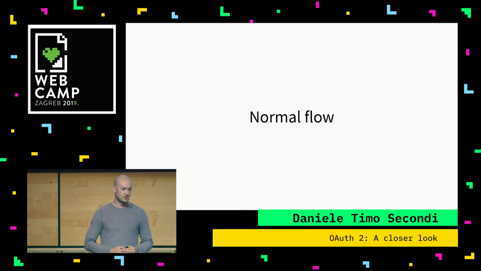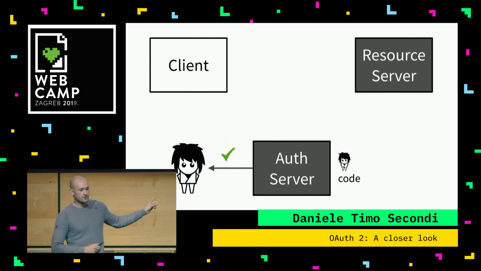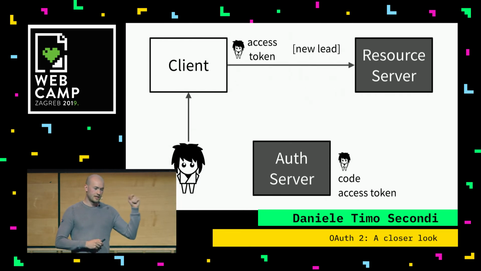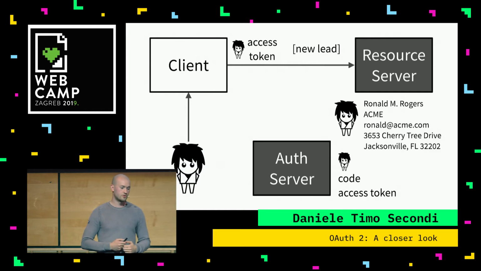So let's see how it works. To recap, in a normal flow, the authorization server generates an authentication code for that specific user. The user is redirected to the client with the code. The code is exchanged for an access token, which is also linked to that specific user. The client receives the access token and can now use it. So the user, through the client, can make these API calls to send in, for example, in this case, a new lead. That ends up on the resource server, linked to that specific user because the access token is for that user.